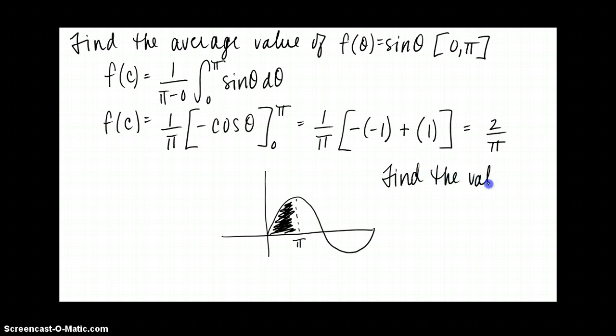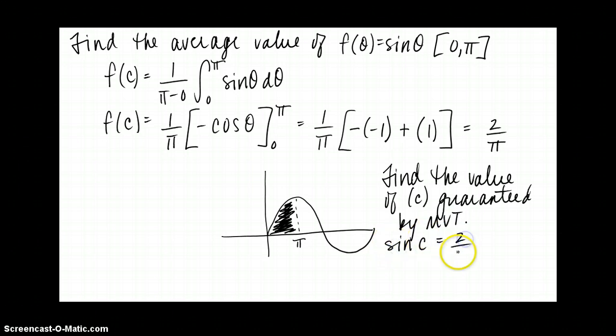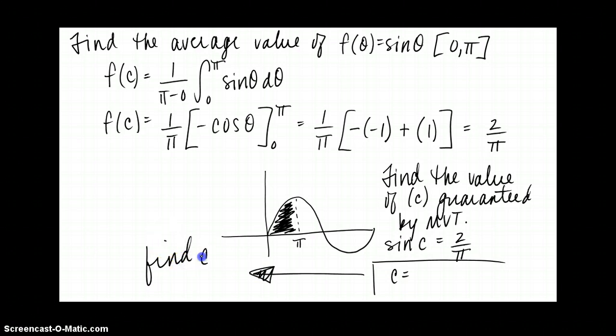So find the value of C, guaranteed by the mean value theorem. That's where we would take our function and set it equal to the average value. Now this would be a calculator problem. So try that. Use your calculator and find C. You should get 2 values.